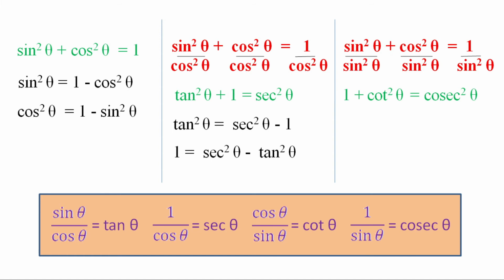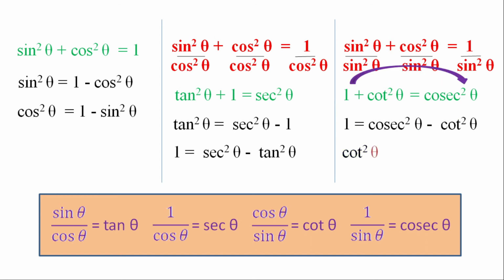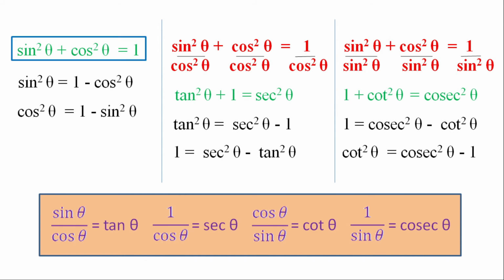Now you know what to do. We just need to transfer terms. So if we transfer cot square on the other side, we will get our 8th identity. And if we transfer 1 on the other side, the right hand side, we will get our 9th identity. So this is how we can get all 9 identities just by using sine square theta plus cos square theta is equal to 1. Very interesting. Now let's quickly summarize everything in short.